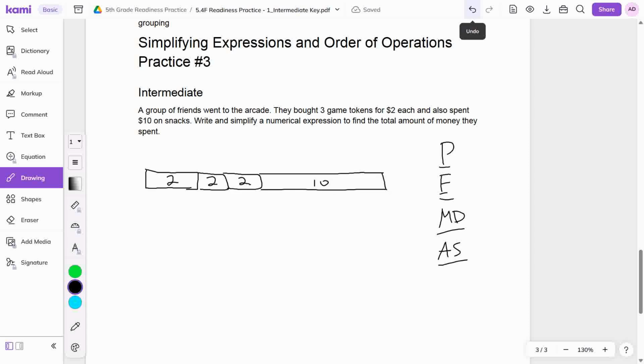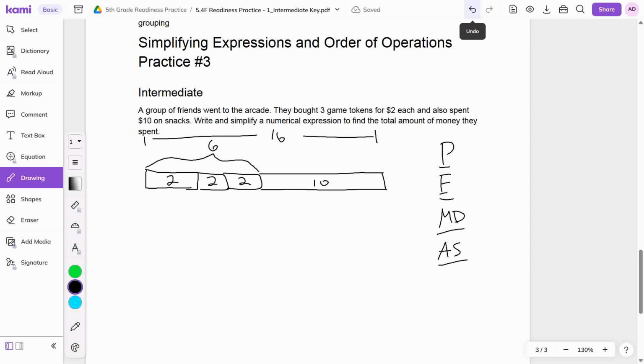Okay. Write and simplify numerical expression. Well, if we see it like this, it's actually pretty easy to figure out how much money they spent, right? Because if we look at this, we say, well, that's 6, and that's 10. So if we put all that together, it looks like we're going to get 16, right? But how do we write that as an expression?